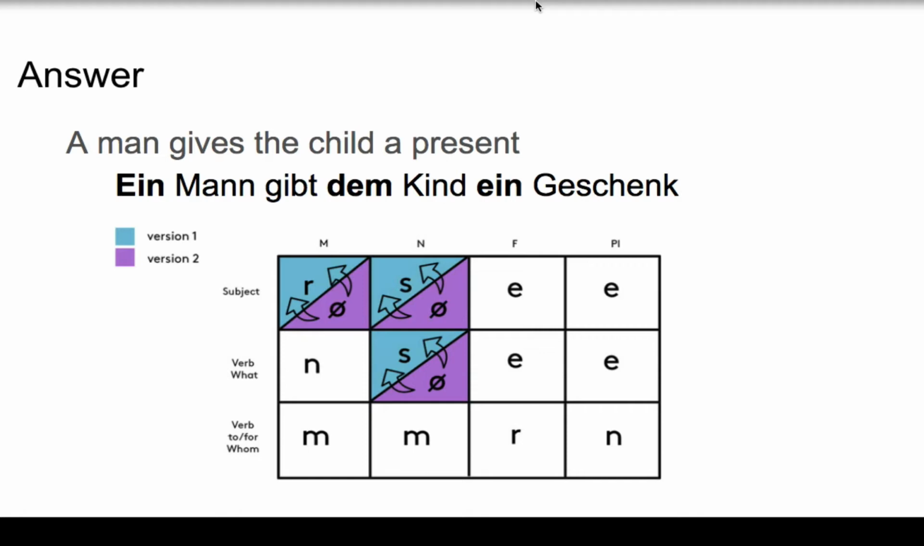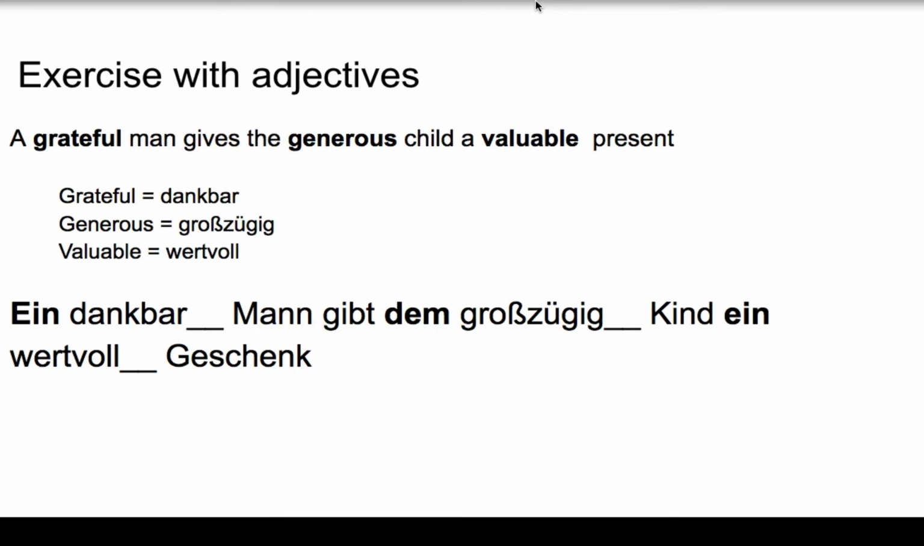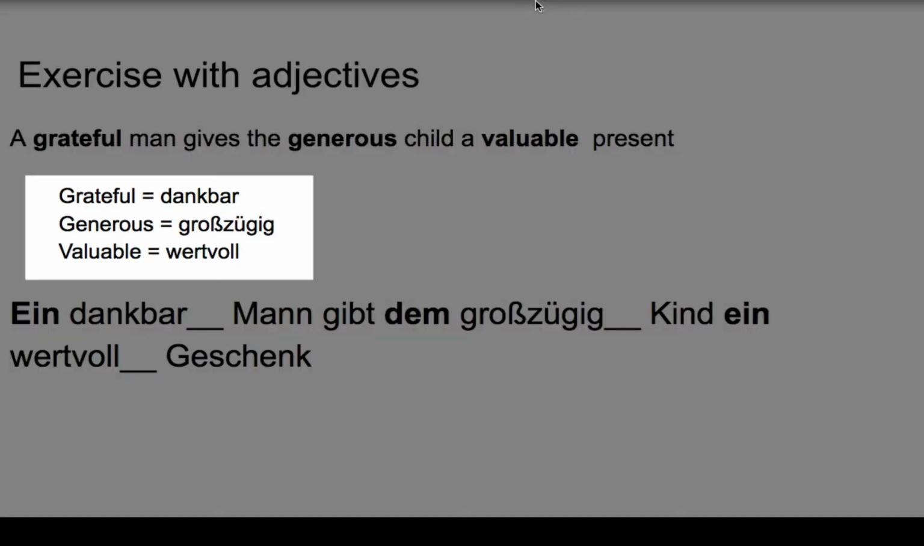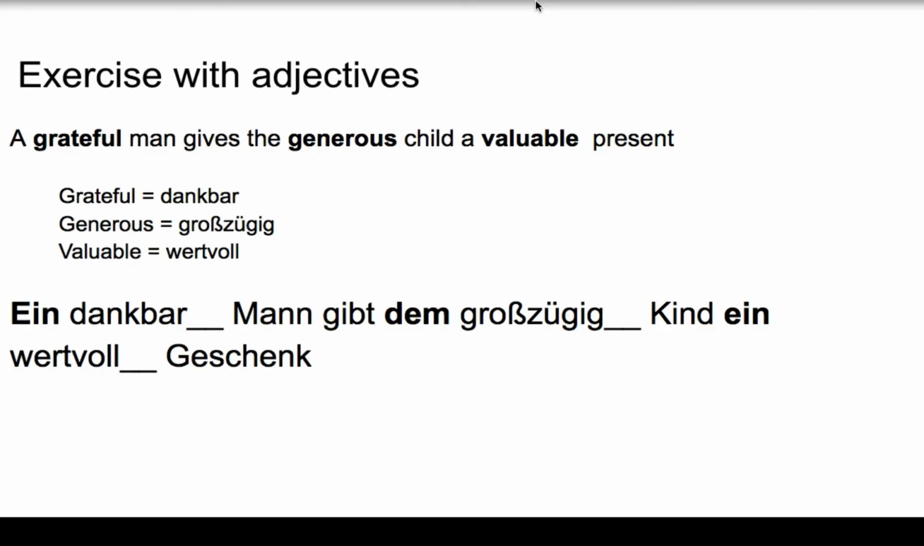And we're looking out for where we have the word ein. Where we have the word ein, we're going to go over the line and get the other letter when we have an adjective that we want to decorate. So here we go. A grateful man gives the generous child a valuable present. Grateful, dankbar, generous, großzügig, valuable, wertvoll. Ein dankbar blank Mann gibt dem großzügig blank Kind ein wertvoll blank Geschenk. We have to fill in the blanks.